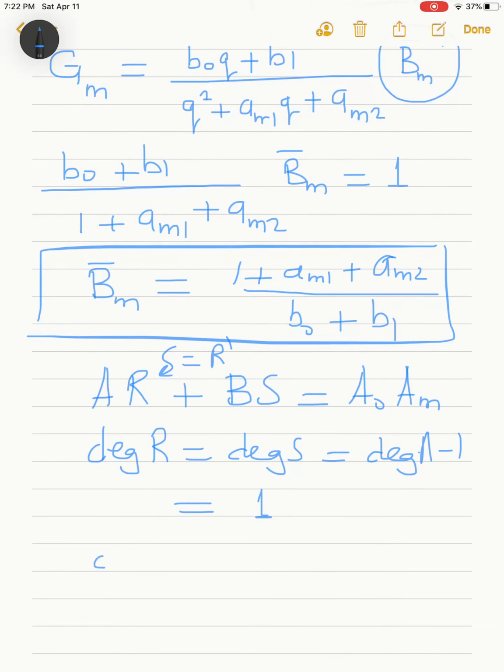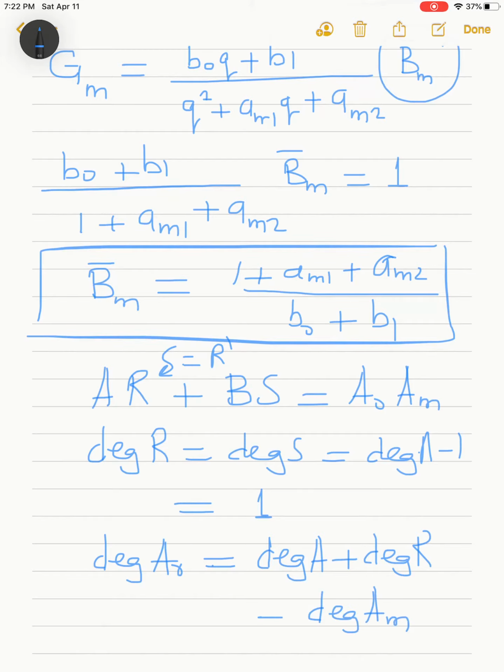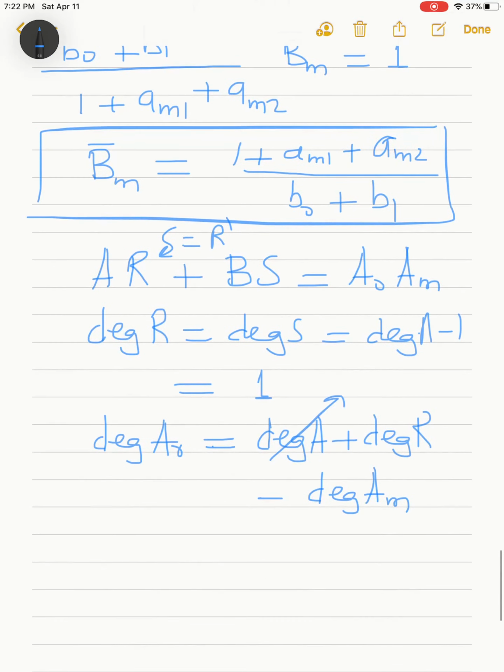We can also calculate the degree of the observer polynomial. It will be equal to the degree of A plus the degree of R minus the degree of Am. Now this is 2, this is 2, and this is 1. So you will end up with degree of the observer polynomial equal to 1. That means that we have to choose a first order polynomial to represent the observer.